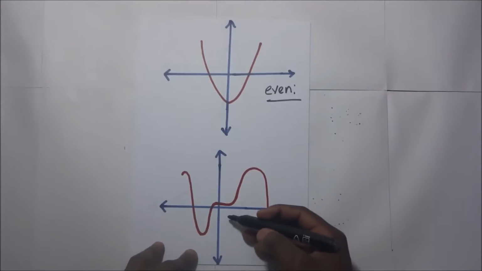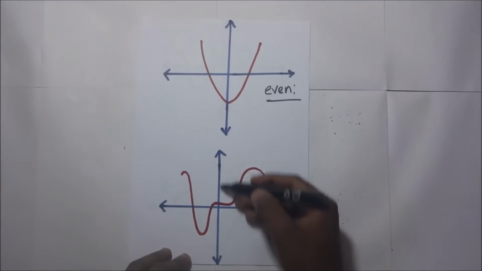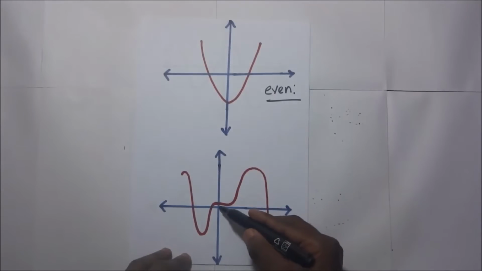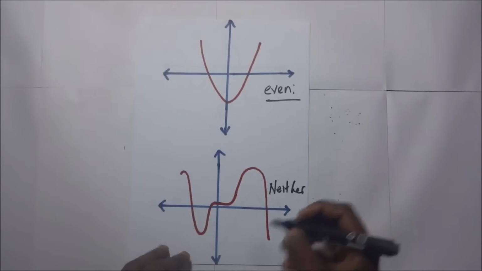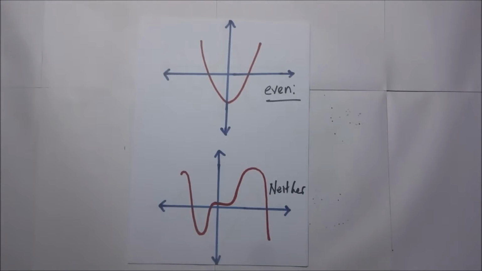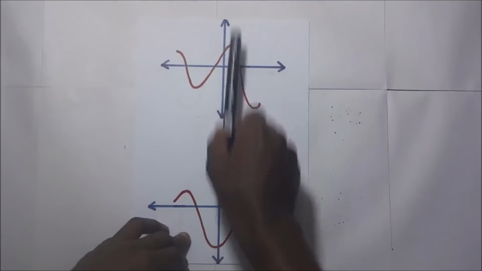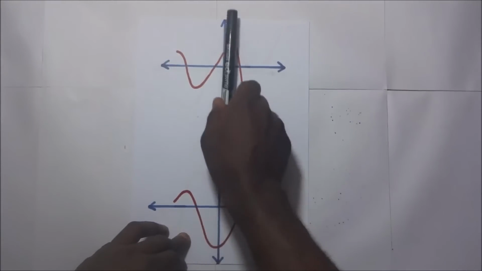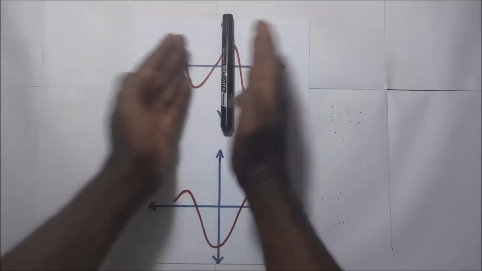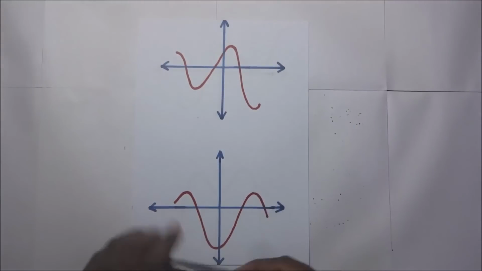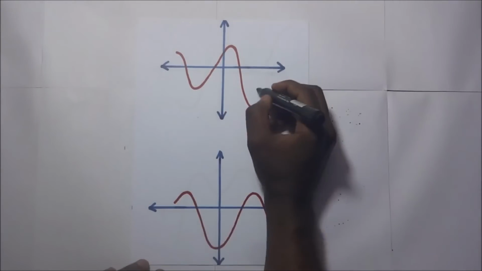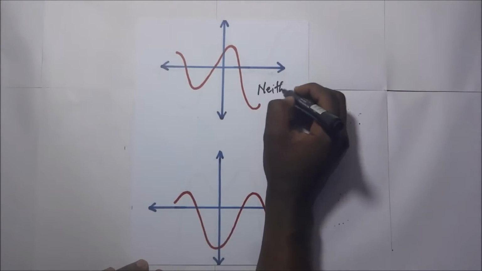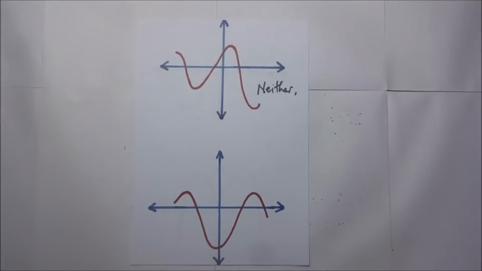Then if you look at this one, it is not symmetrical about the y-axis, and it is also not having any rotational symmetry about the origin. So this one is neither odd nor even. Then we have this one right here. It's not symmetrical about the y-axis. In other words, the y-axis is not splitting it into two equal parts, and also it's not having a rotational symmetry about the origin. So this one is neither odd nor even.